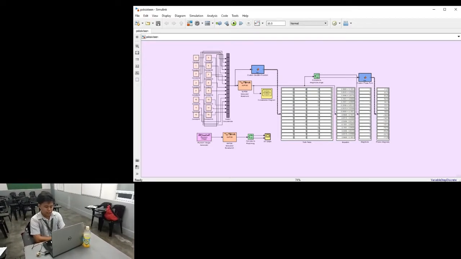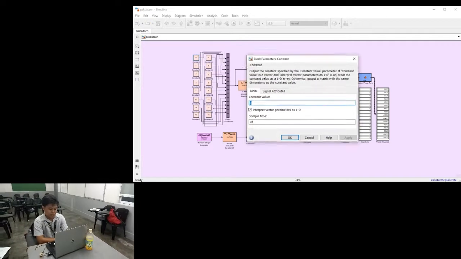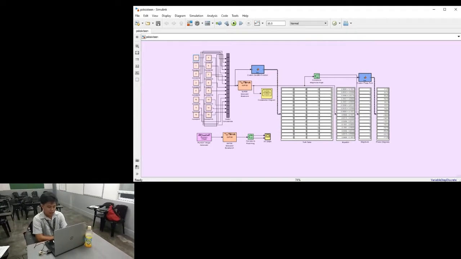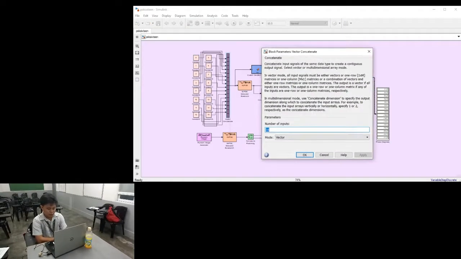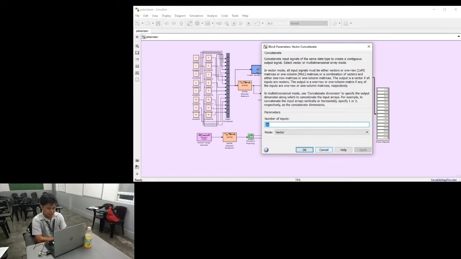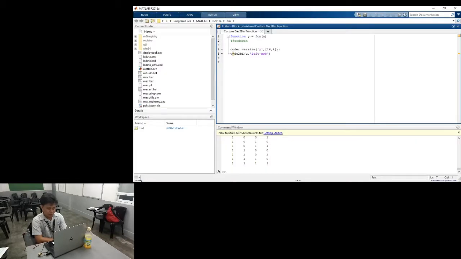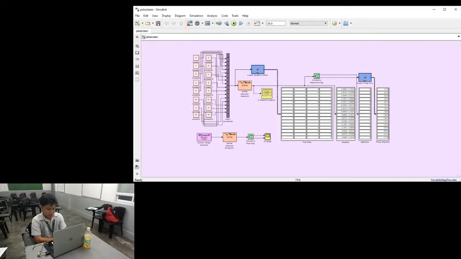For the first connection, the constant block serves as an input. The constant block contains 0 to 15 integers. This was converted into a row vector by the vector concatenate block. The output of the vector concatenate block was connected to a MATLAB function block, namely the custom decimal to binary function. In this function, the output of the vector concatenate block is converted into binary numbers. We use the display block to view the input converted into binary numbers.